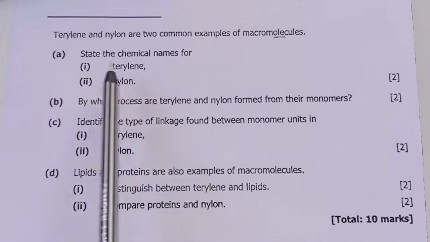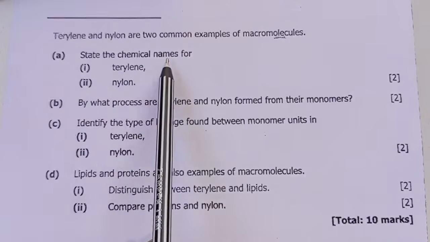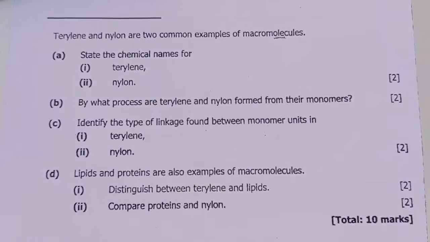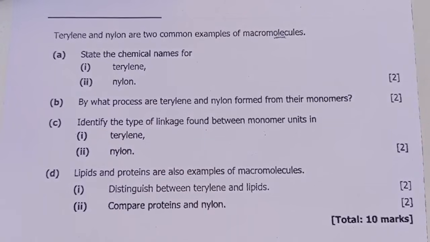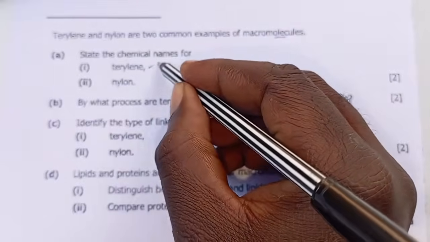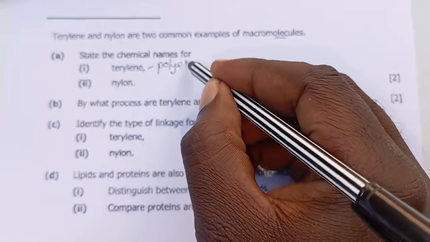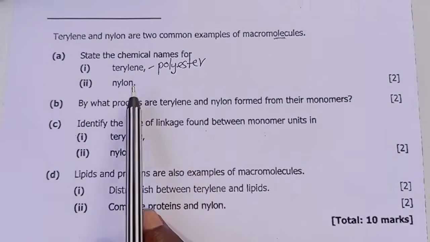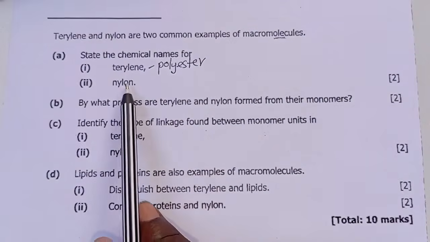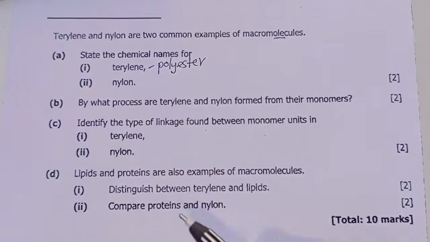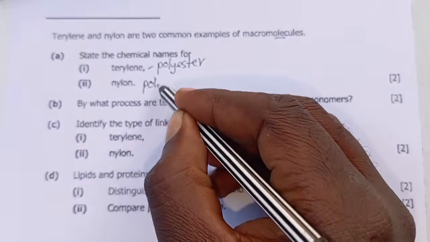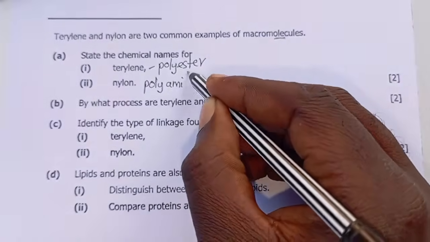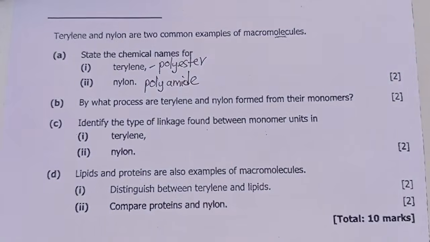The first question that is here, state the chemical names for terylene. So you need to understand that the chemical name for terylene is what we call a polyester. So the chemical name is polyester. We move to the next one, nylon. What is the chemical name for nylon? It is called polyamide. So the chemical name is polyamide. This is how you answer such questions.